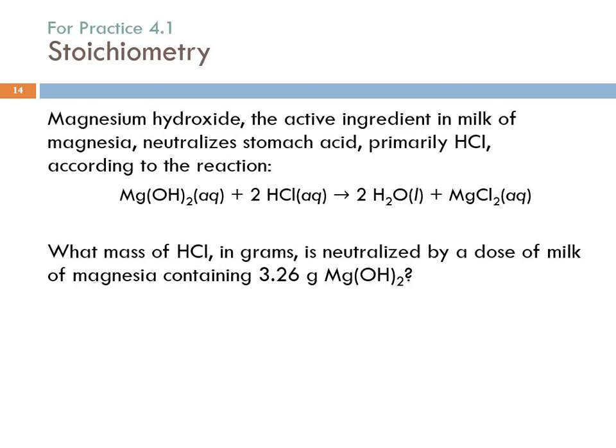According to this reaction, and the point of this is stoichiometry, not balancing equations, so this is already balanced for us. The question is, what mass of HCl in grams is neutralized by a dose of milk of magnesia containing 3.26 grams of magnesium hydroxide? Well, we're given this balanced chemical equation, and we're given this mass of magnesium hydroxide.